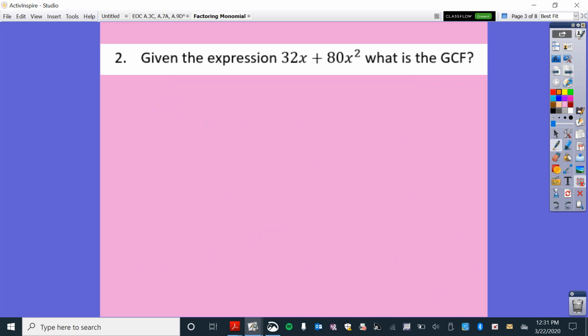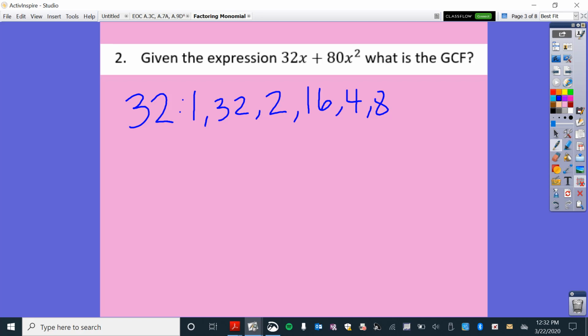So number 2 says, given the expression 32x plus 80x squared, what is the GCF? So the GCF is just going to be, what do they have in common? So to do that, we're going to start with our 32, just our first number, and we're going to write all of its factors. So its factors are, well, we have 1 and 32. What else? 2 and 16. We have 4 and 8. Are there any more? Okay, no.